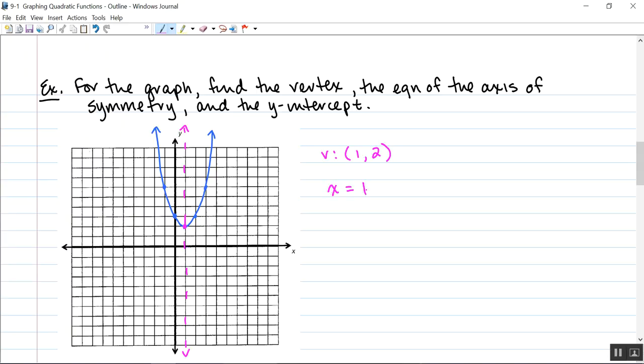Don't just write 1, it's an equation of a line, so it has to be x equals 1, and it is that vertical line. And then the y-intercept is this point right here where the graph crosses the y-axis, and that is 3. The y-intercept is 3.